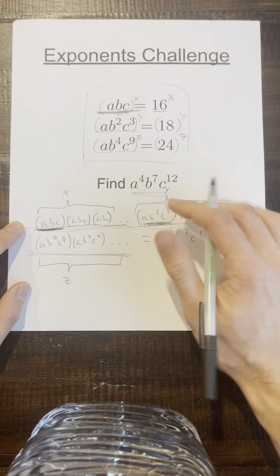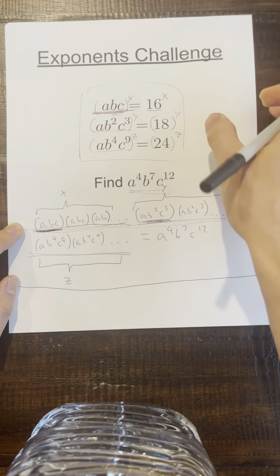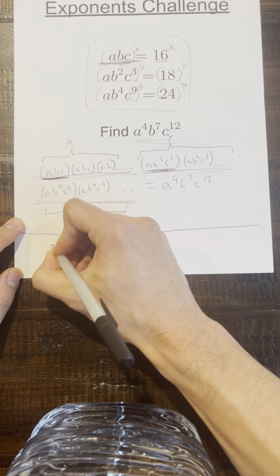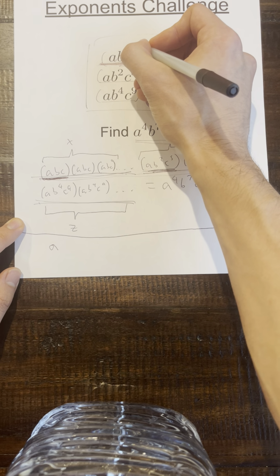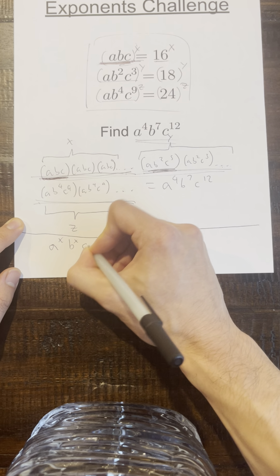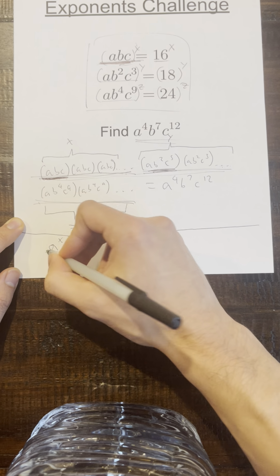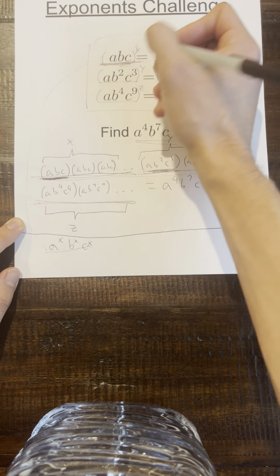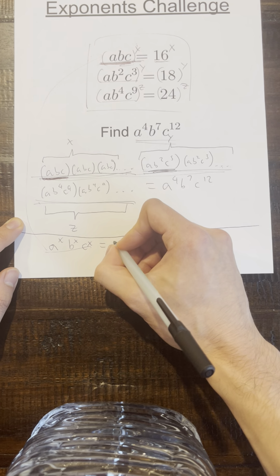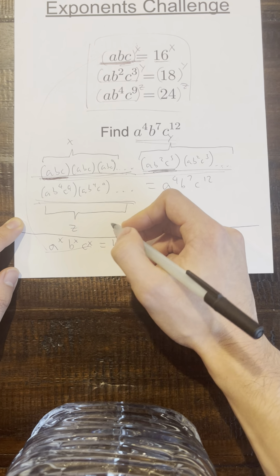Great. Okay, so if we're going to raise this to the power of x, what's another way we can write this? So I'm going to draw a line here. Okay, so another way to write this would be a to the power of x, b to the power of x, c to the power of x. So this is just how you get rid of the parentheses here. Okay, and that's going to be equal to how much? 16 to the power of x.